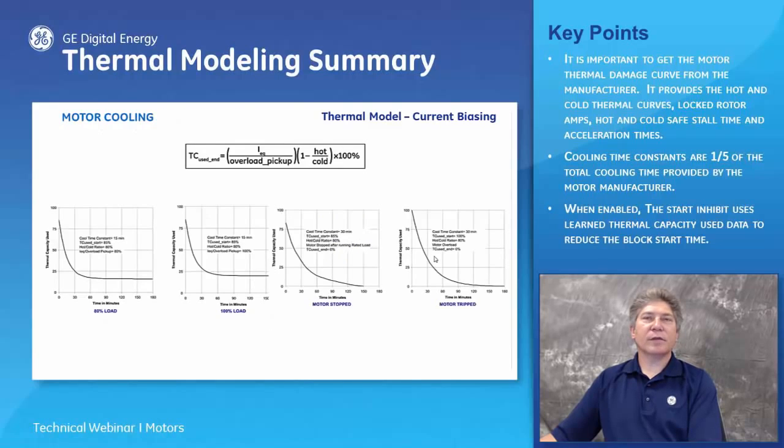Motor cooling. The equation is: thermal capacity used equals I equivalent divided by the overload pickup, multiplied by 1 minus the hot over cold, times 100. This equation is used to determine the steady state value of the thermal capacity used if the motor load remains constant. As a reminder, the overload pickup level is the FLA times service factor.